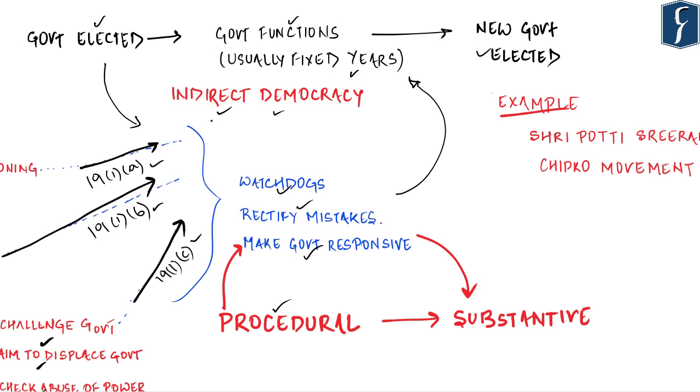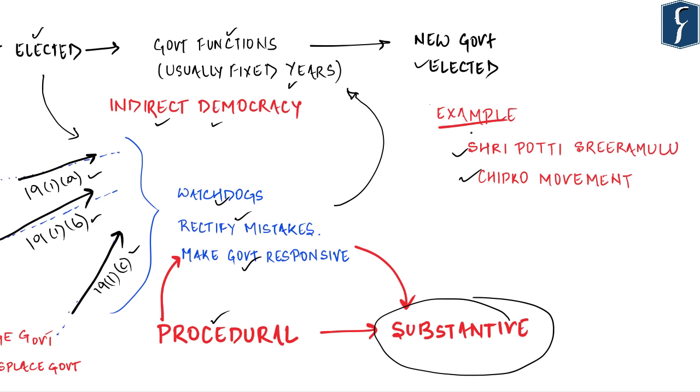But utilizing the rights given in these three articles, we have an opportunity to convert this procedural democracy into a substantive one. And the author quotes two very specific and relevant examples, Sri Potti Sriramulu and the Chipko movement, where rights given under the relevant articles which we have just discussed were utilized to bring about significant reform in the way government functions.